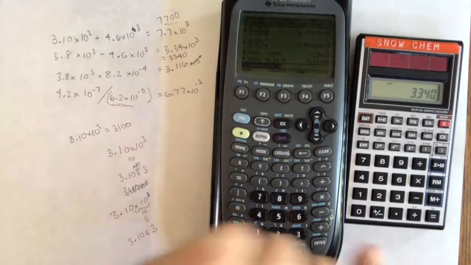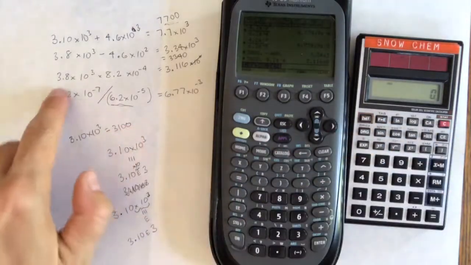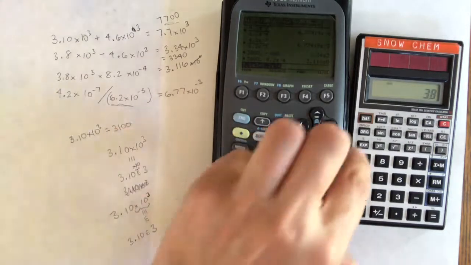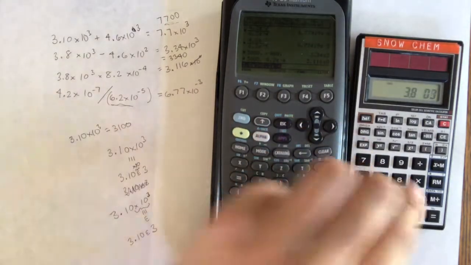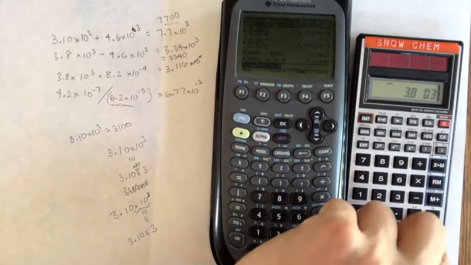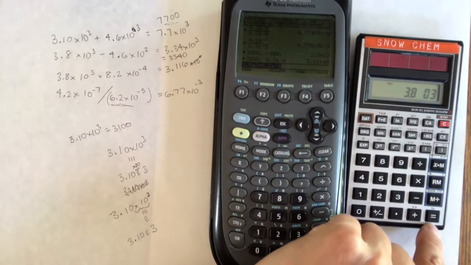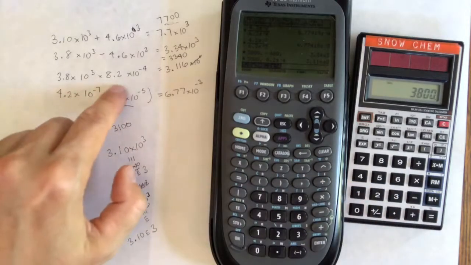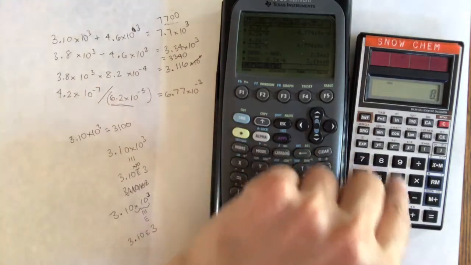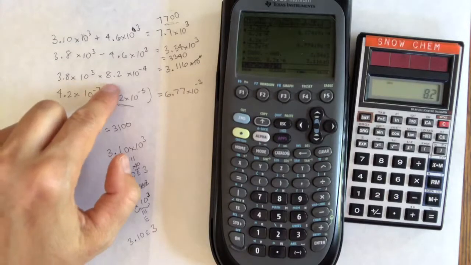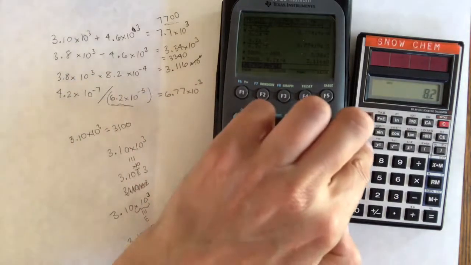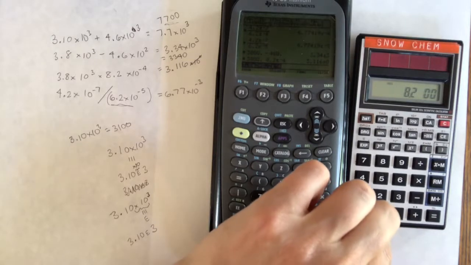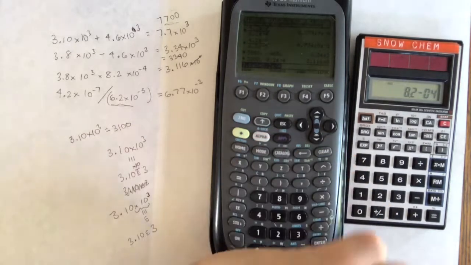So now let's do the multiply. So let's clear this. Now I have 3.8, and it's times 10 to the third, so I'm going to do E to the third. And then I've been pressing equals, but you don't actually have to with this. I can just hit times, and now it's ready for the next number. So 8.2, and then I have E to the negative 4. So E, and then I hit this button right here to do a negative number, so negative 4.